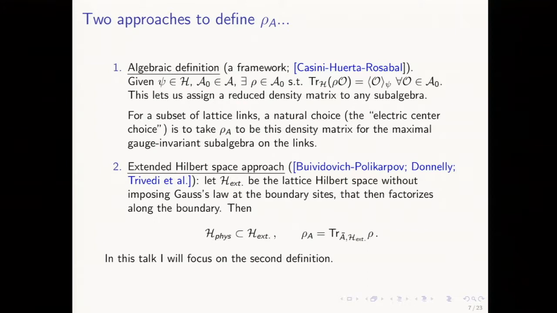A second definition that was suggested by these groups is that at the level of the Hilbert space, if we want to define the entanglement entropy for a subregion, we can embed the Hilbert space in the minimal larger Hilbert space that factorizes across that region, basically by defining an extended Hilbert space to be the lattice Hilbert space where we don't impose Gauss's law at any of the links along the boundary of the region.